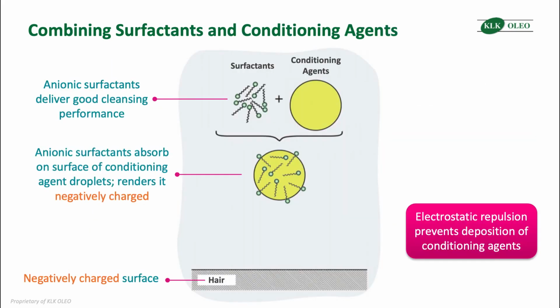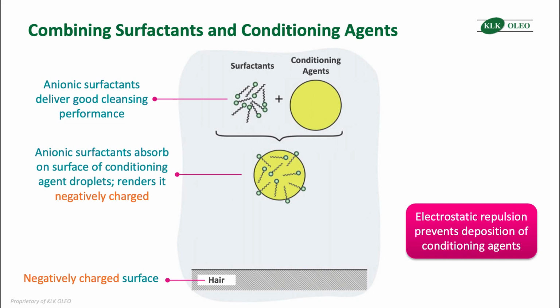Shampoo producers cannot prepare conditioning shampoos by just combining surfactants and conditioning agents. If they did so, only a very minute amount of the conditioning agents, or none at all, would be deposited on the hair. This is because most surfactants used in shampoos are anionic surfactants to deliver good cleansing performance. They adsorb onto the surface of the conditioning agent droplets and render them negatively charged.